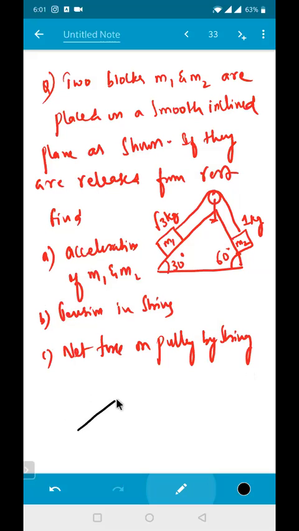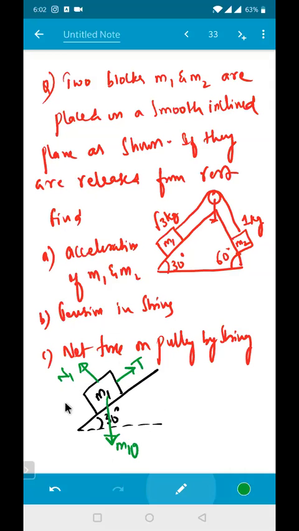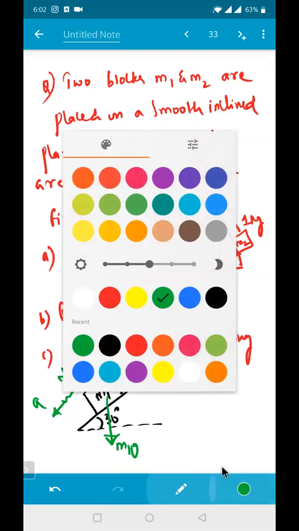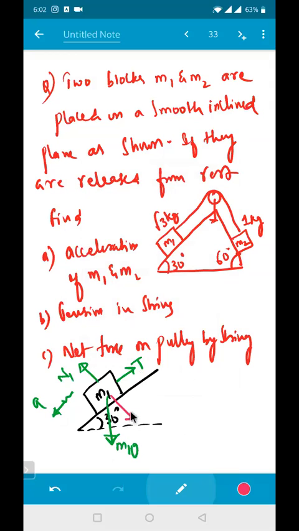If I'm talking about the first one right now, this is a block. I'm writing the FBD, the remaining part you can do. The angle made by this one is how much? 30 degrees. Tell me what all the forces acting on this are. Weight of the body, M1g in the downward direction. Normal force N1. Tension in the string. The body is moving downward with an acceleration a. The angle is 30 degrees, so I can resolve into components: M1g cos 30, and along the downward direction M1g sin 30.